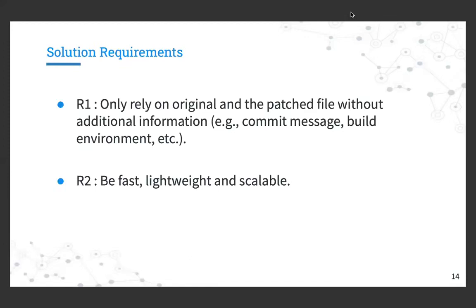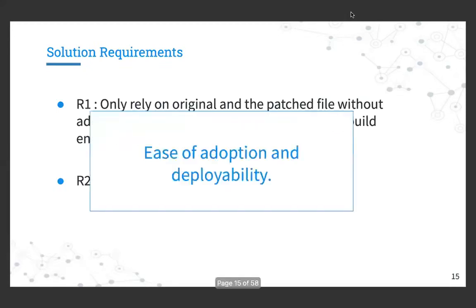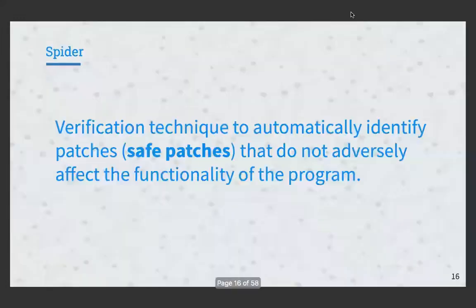Furthermore, we want our technique to be fast, lightweight, and scalable. The reasons for these requirements are ease of adoption and deployability. We want our technique to be easily adoptable and deployable by the vendors without much change to their build environment. Spider is such a technique that satisfies both the requirements and it identifies safe patches. Specifically, Spider is a verification technique that automatically identifies patches that do not adversely affect the functionality of the program. And we call such patches safe patches.